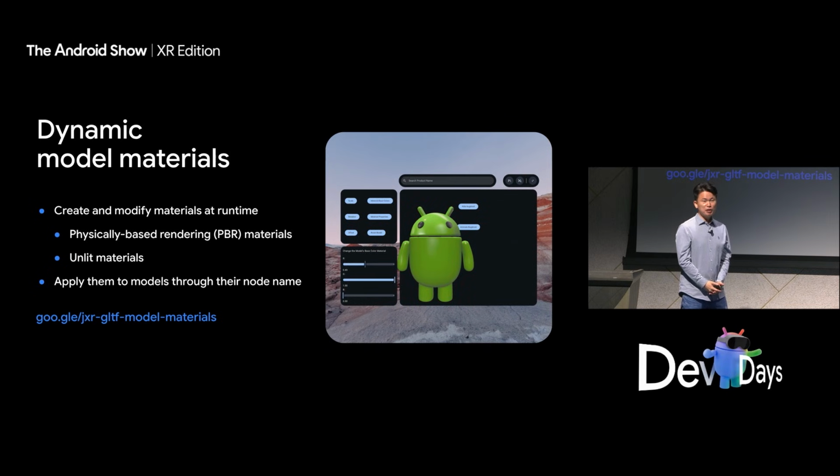We've added the ability to create new materials and apply them to your models. This lets you change properties like base color, metallicness, and roughness. This is a video recording of the Hello Android XR sample app, which has been updated to let you move this model around and modify its materials.